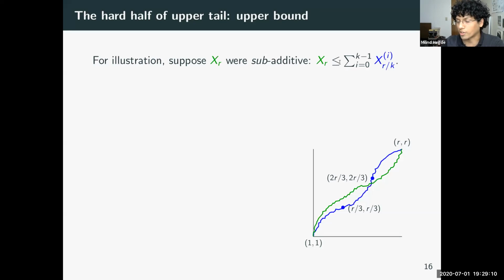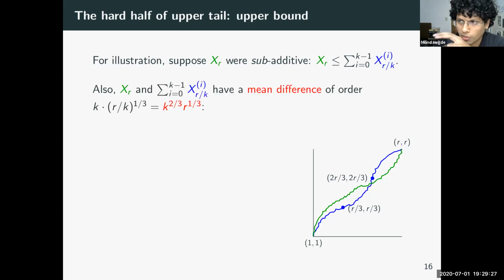We actually have greater than or equal to, but just because if I assume this less than or equal to bound, then the event that xr is big implies that the sum of xr by k is big. That will make it easier to explain what's going on. But also note that in the real situation, the sum of xr over k is going to have a mean difference from xr. And in fact, the order of that mean difference is k to the 2/3 times r to the 1/3. And you can just see that from the expressions for the expectation we've already assumed.